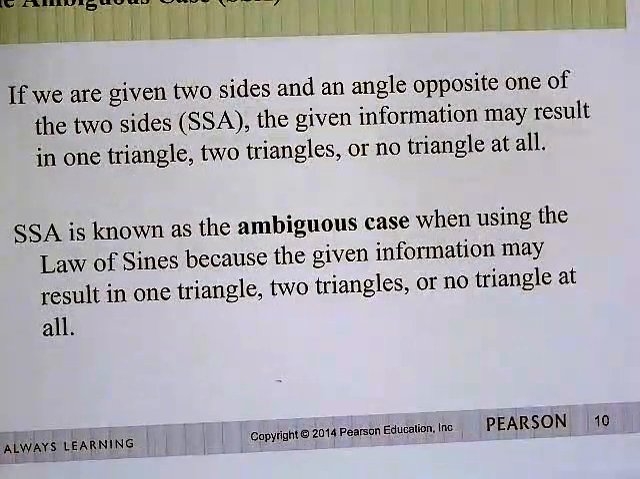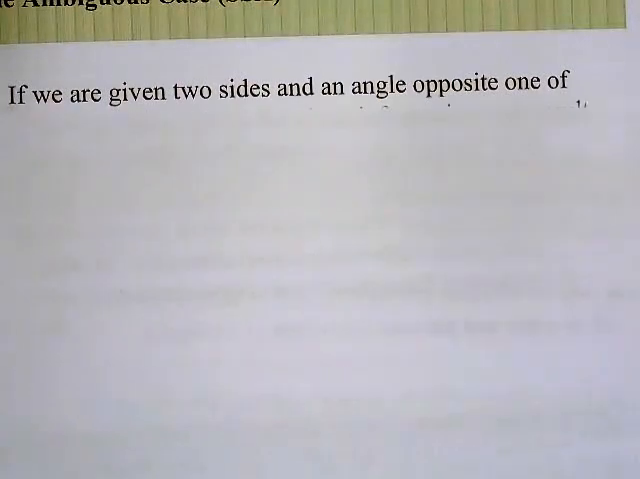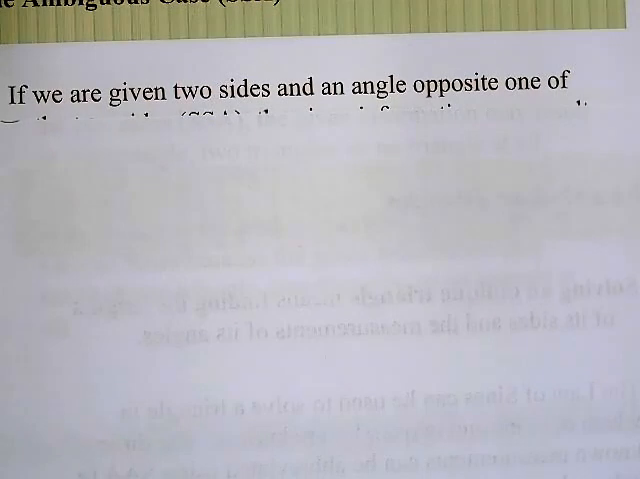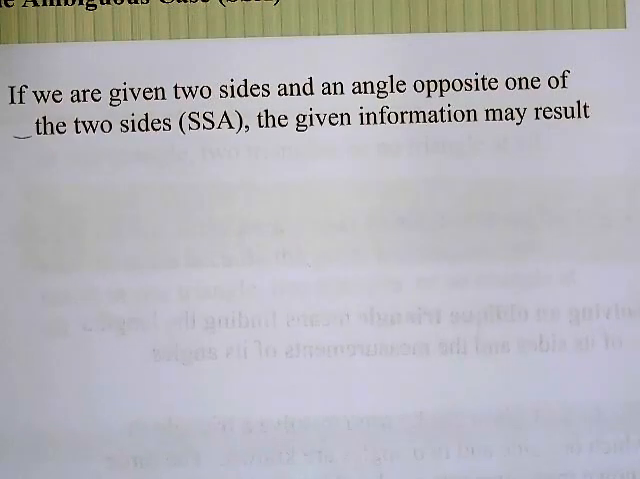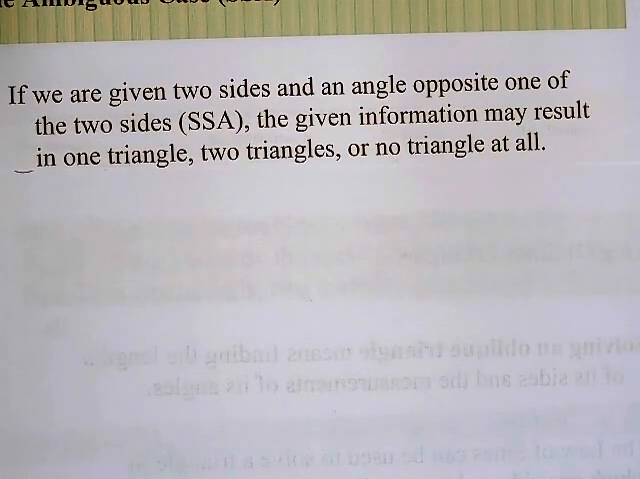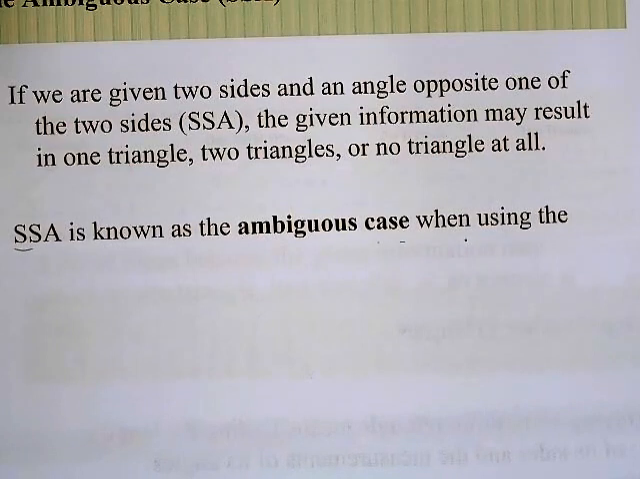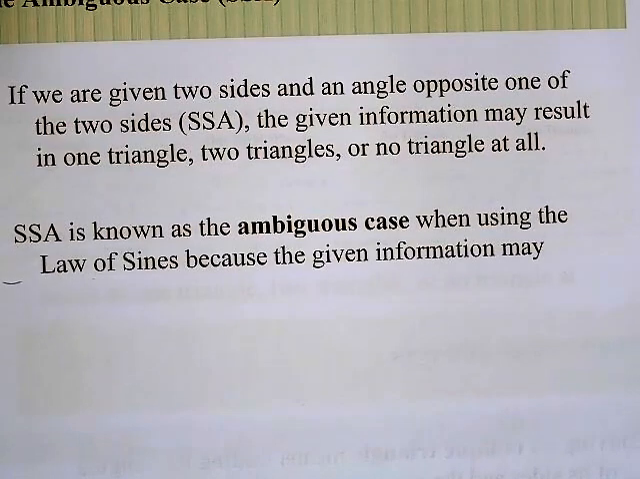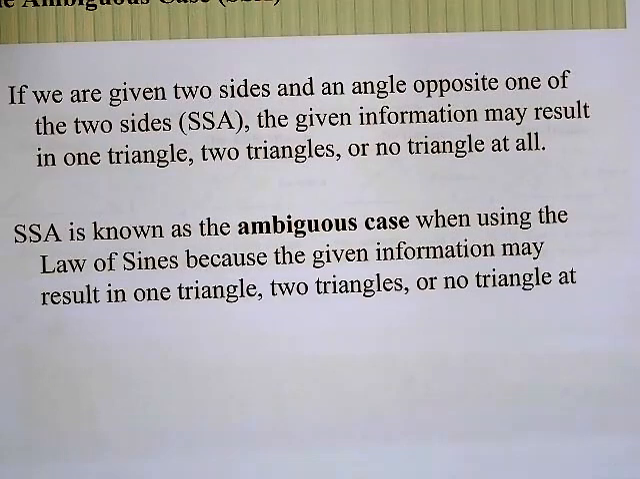Now, the ambiguous case. If we're given 2 sides and an angle opposite one of the 2 sides, the given information may result in 1 triangle, 2 triangles, or no triangle at all. Side-side-angle is known as the ambiguous case when using the law of sines because the given information may result in one, two, or no triangle at all.